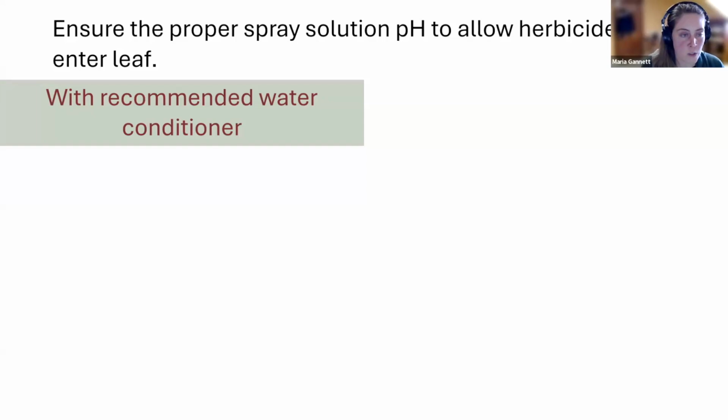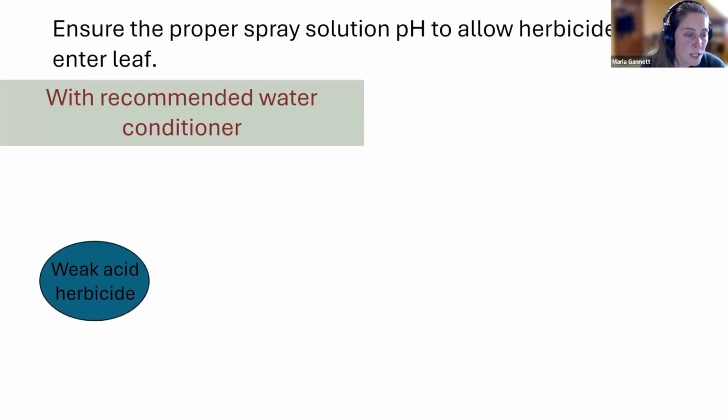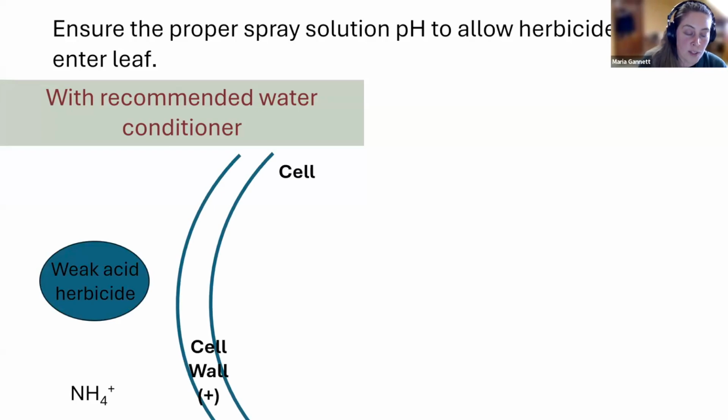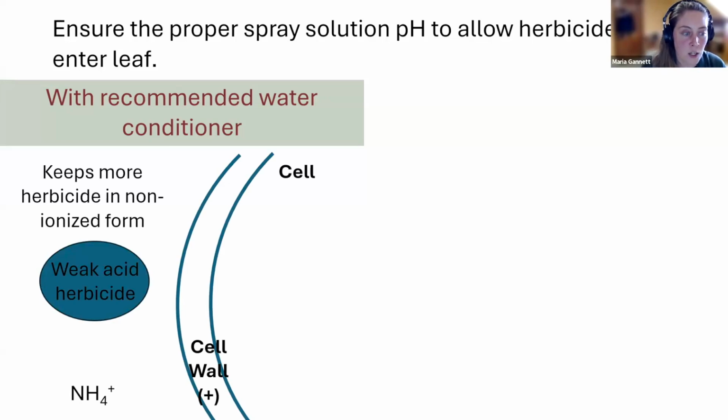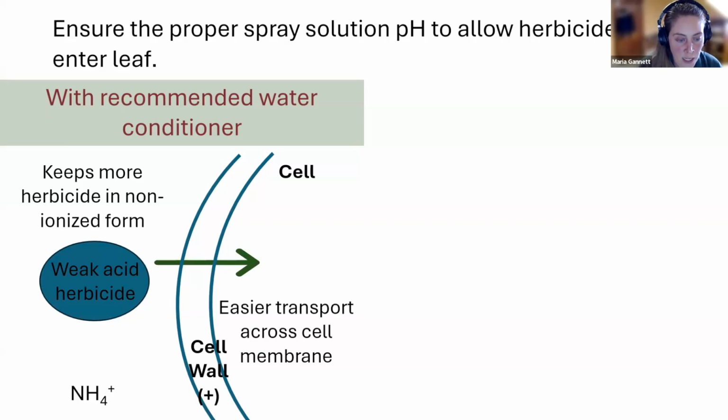If you don't like biochemistry, this is just one slide, so don't stress. Here's what happens if you do add a water conditioner. Many of our herbicides are weak acids, and if you add that water conditioner, it's typically suggested that you add ammonium. The cell wall is positively charged, and you want to get the herbicide from outside the cell wall, through the cell wall and into the cell. The ammonium, since it's positively charged, is going to keep that herbicide from ionizing. So it's going to remain in its non-charged form. And because it doesn't have a charge, it's going to be pretty easy to transport across that positively charged cell wall and into the cell itself.